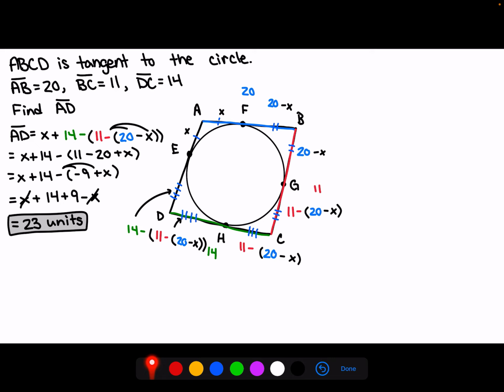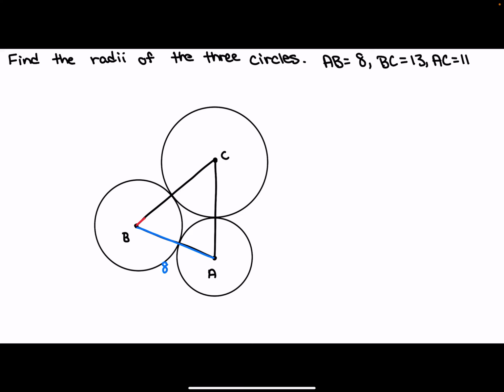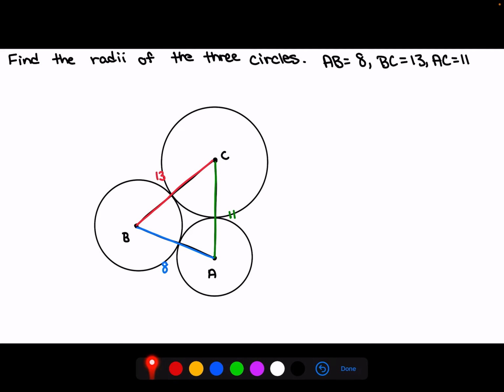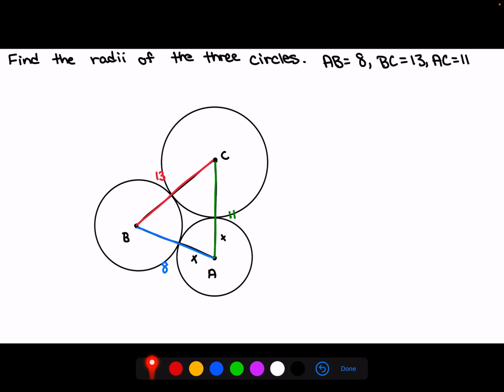Let's go ahead and try out our final problem for the day. We're going to find the radii of the three circles. We're given that AB is 8, BC is 13, and AC is 11. Since I'm trying to find the radii of the circles, I'm just going to start on one of my circles and call the radius X. So for circle A, the radius is X. Each of these circles is externally tangent, meaning that they all touch each other at a single point.